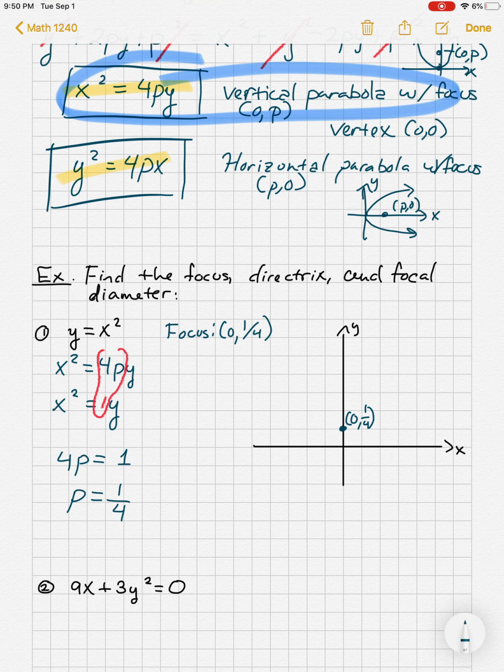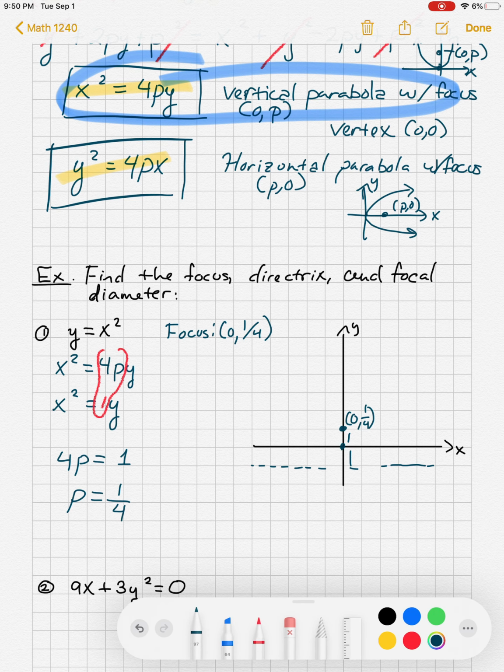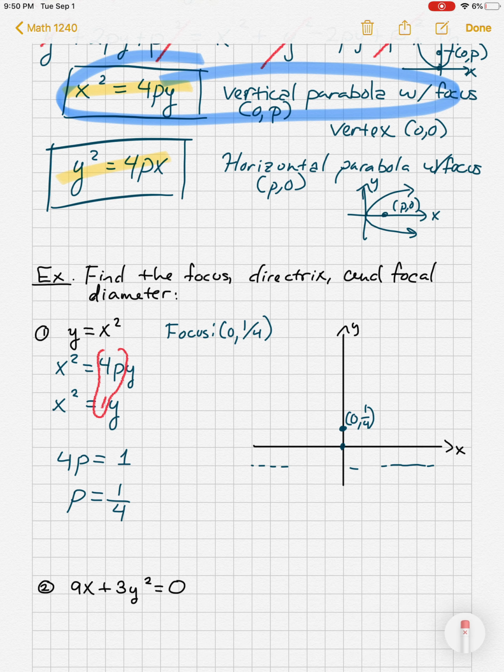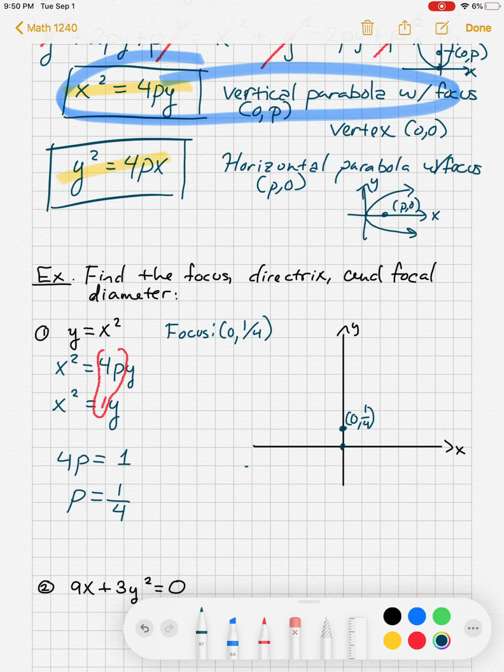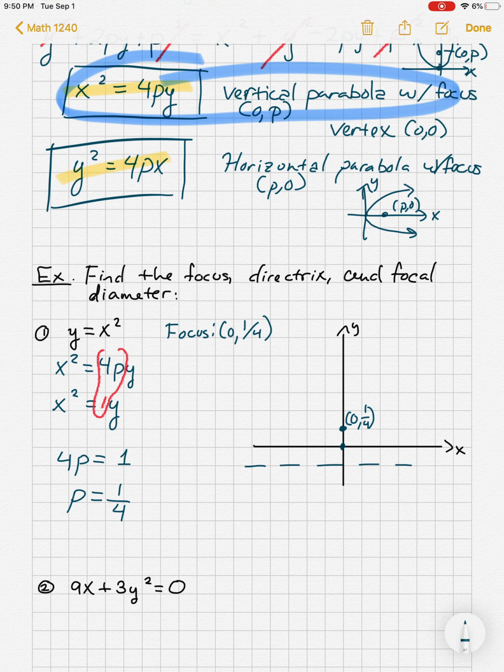What about the directrix? Well, remember the directrix is an equal distance away from the vertex, so it's going to be down here, right? See if I can do a better job drawing that. So the equation of that line would be y equals -1/4.